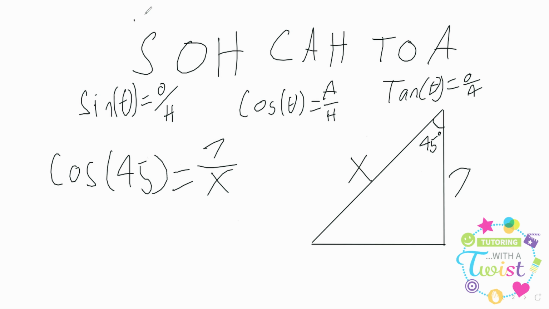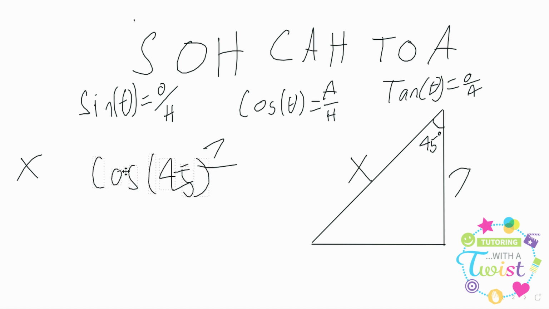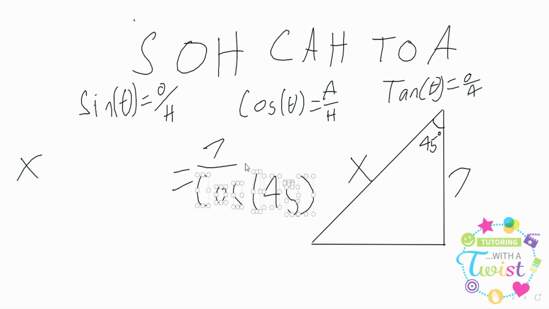Okay. Now we can do a little shuffling around to solve this for x. One thing we might do is take x and move it over onto the other side, just by multiplying both sides by x. And we might also take the cosine and push it over onto the other side. And what do we end up with? We'll have that x equals 7 over the cosine of 45 degrees.